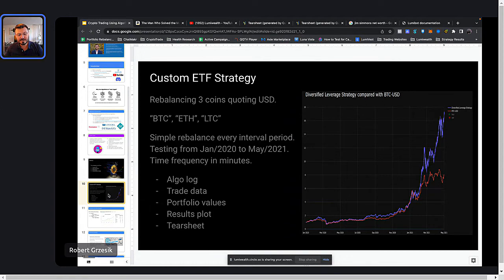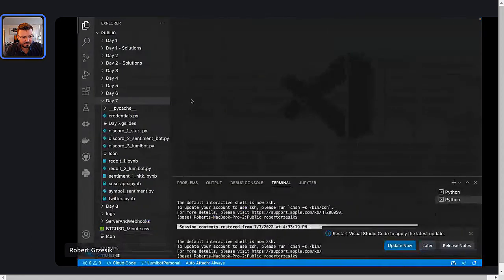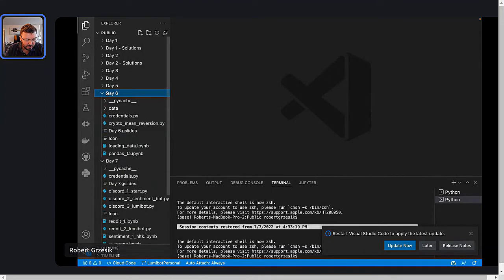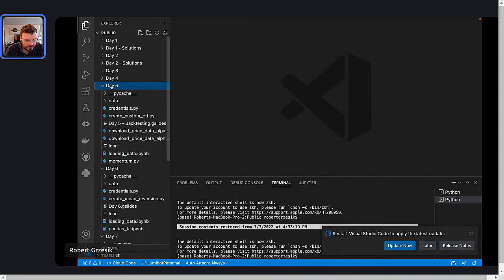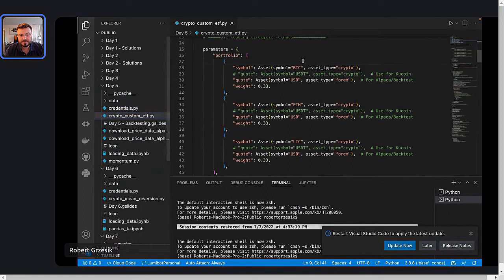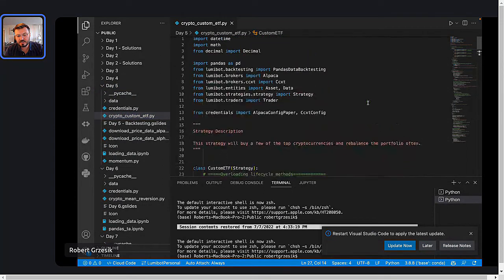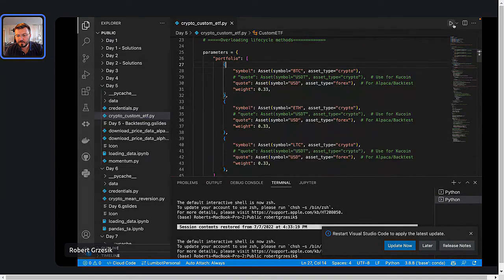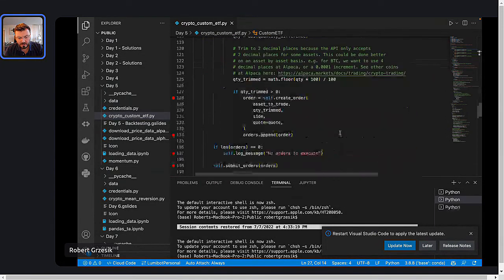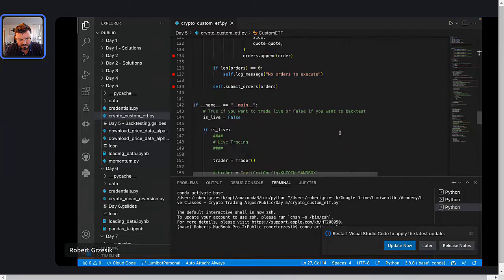And what it does, actually, let me open this up first and let me run this so you guys can see kind of this backtesting capability. I have to find it first. Mean reversion, custom ETF. There it is. Here's that strategy and code, right? I'm going to hit run on it and make sure it's in backtesting mode.